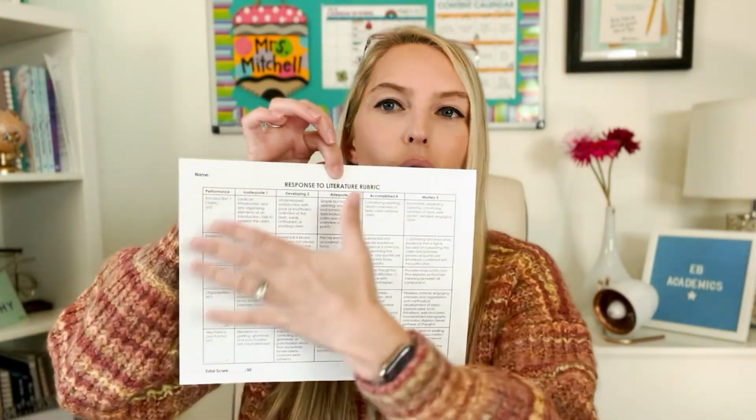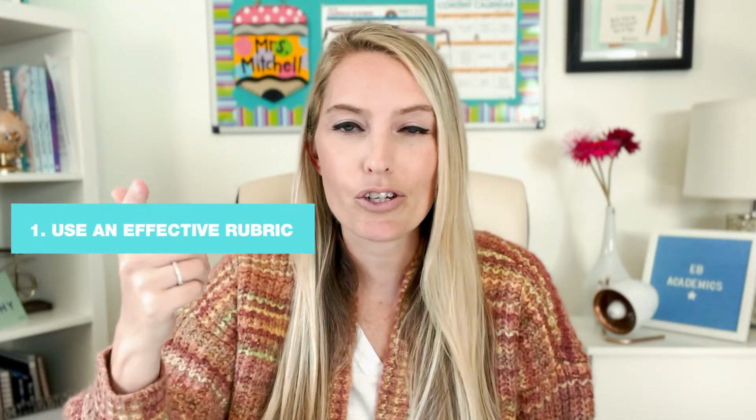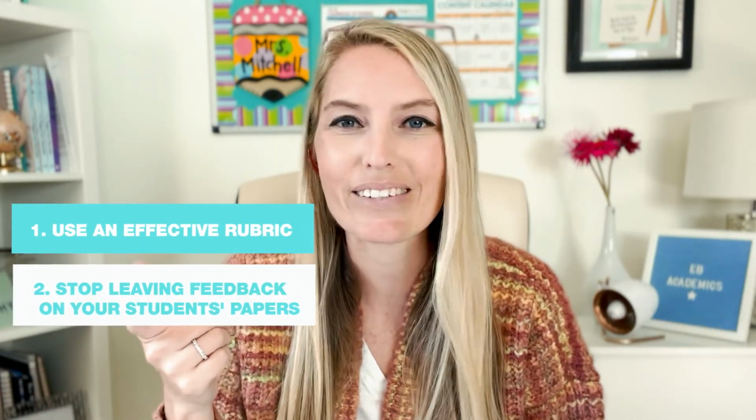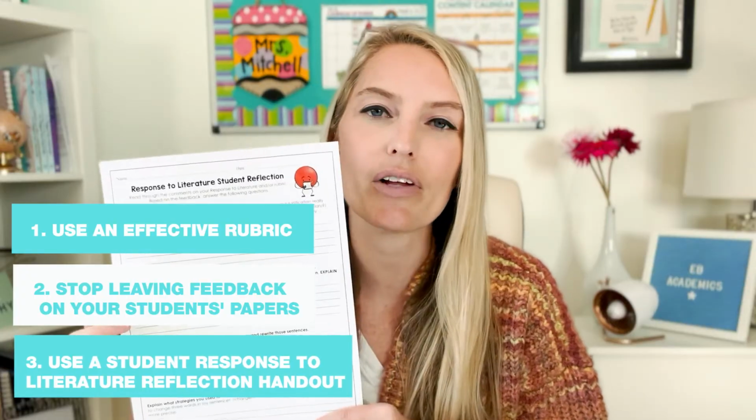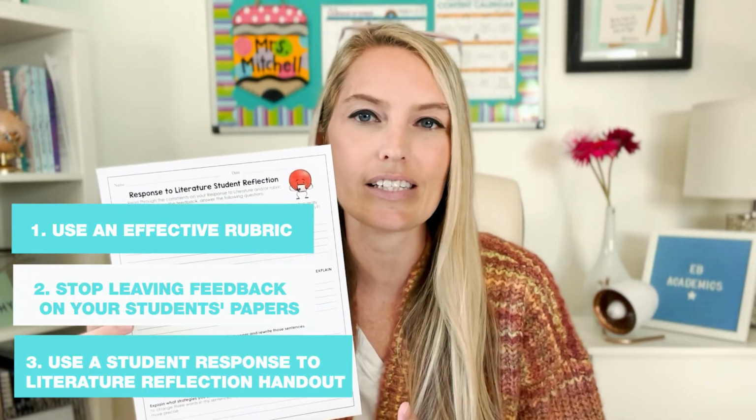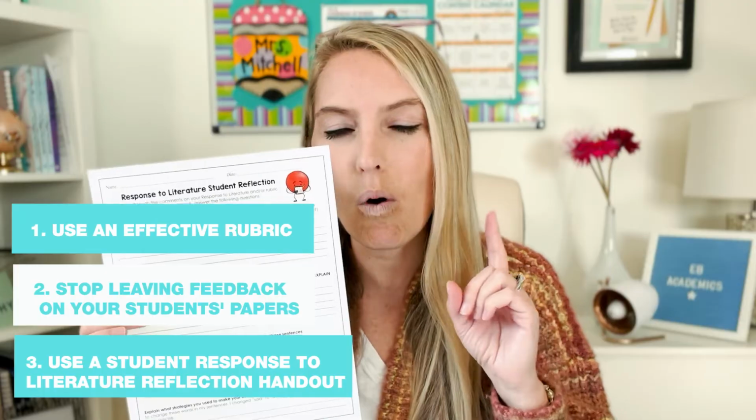Use an effective rubric. Have the rubric do the work for you. You want one that looks like this, right? It has all the language there for you, and you can grade it just like how I showed you in the video. So use an effective rubric. Step number 2 is to stop leaving comments all over your students' papers. It's not helpful for you. It's not helpful for them. Let the rubric do the work for you. And then step number 3 is to use that student reflection sheet for their response to literature or their essay, where they're really hyper-focused on one area of improvement, but also the things that they did well. We want to give them that confidence boost so many of our students need when it comes to writing.